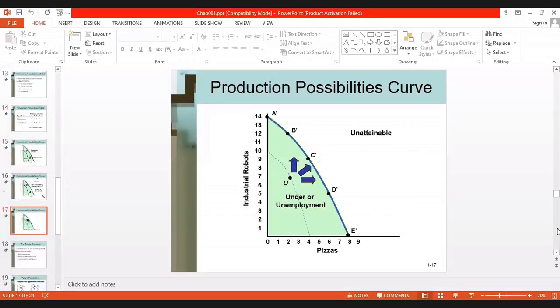If we produce inside the production possibility curve, that means we are not fully utilizing our resources. With unemployment and underemployment, our production is inside the production possibility curve. If we fully employ and fully utilize all the resources, then we are on the production possibility curve.